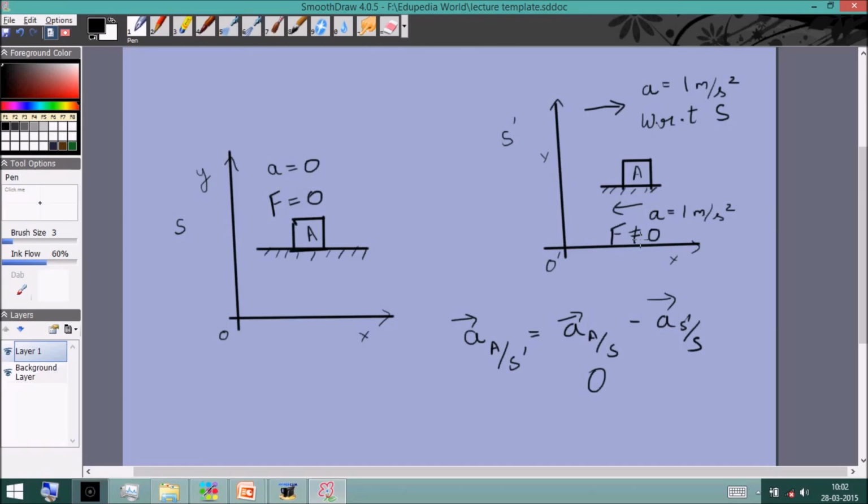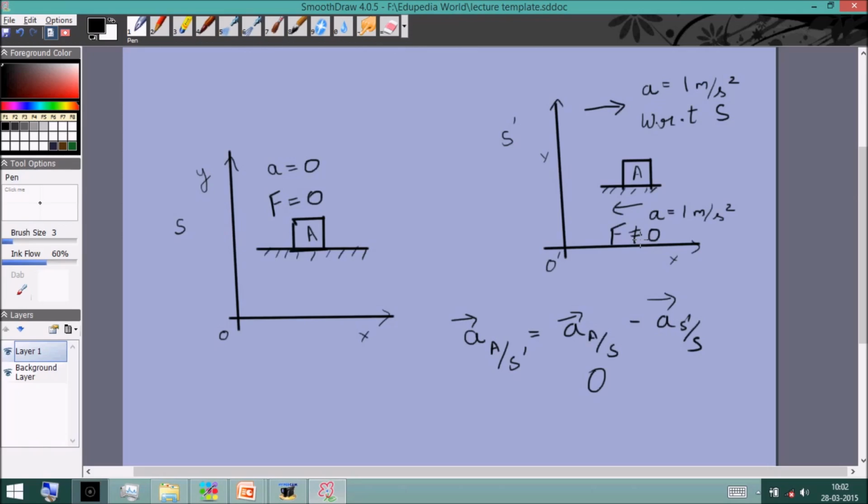This was the purely mathematical way, but I hope you can see it by intuition as well. If I'm running towards a wall at a speed of 1 meter per second, then it would seem to me that the wall is coming towards me at a speed of 1 meter per second, right? Makes sense. So this man standing in the frame S dash will see that the acceleration is 1 meter per second squared. And since the body is accelerating, that means it is changing its state of motion. The force on it must be non-zero.